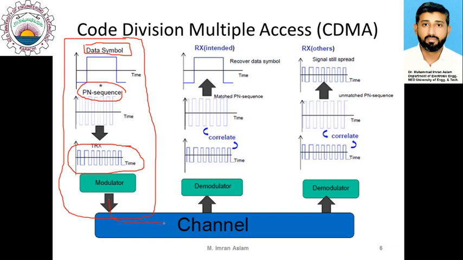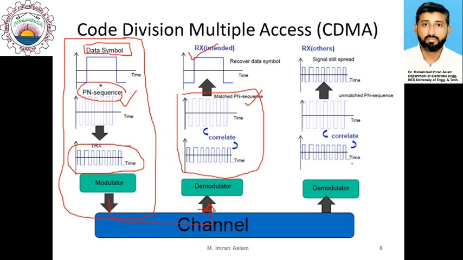Once the signal gets transmitted over the channel, it is received at the receiver side, and the demodulator calculates the correlation between the locally generated PN sequence and the received code. So it will correlate the received signal and the locally generated PN sequence, and if this locally generated PN sequence is the same as the transmitted PN sequence, in that case we get a high correlation and the overall received signal is recovered in its original form.